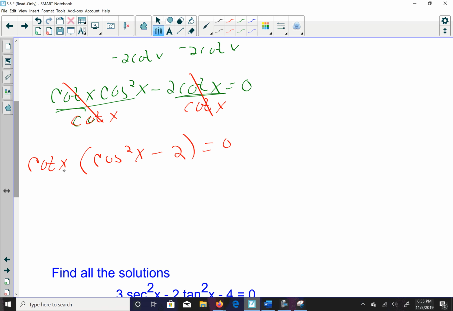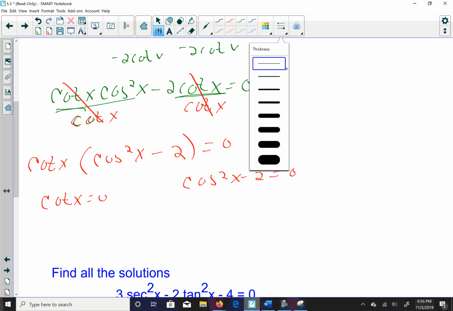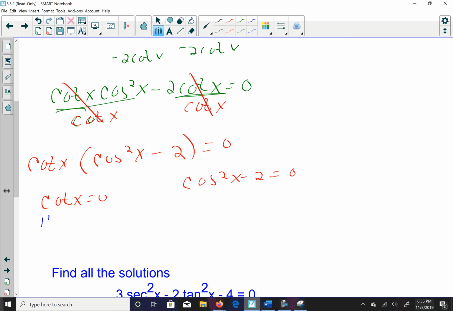I have this times this is equal to 0, so I don't have to replace. I'm good. I can set cotangent of x equal to 0, and then I can write cosine squared x minus 2 is equal to 0. When I'm working on the left side, I'm asking myself, when is the cotangent equal to 0? Remember, cotangent is cosine over sine, so it's asking when is the cosine equal to 0 and the sine equal to 1 or negative 1, and that can happen at pi over 2 and 3 pi over 2.